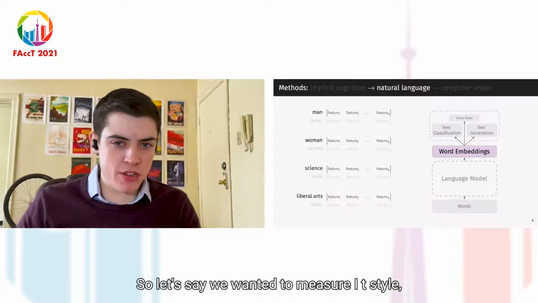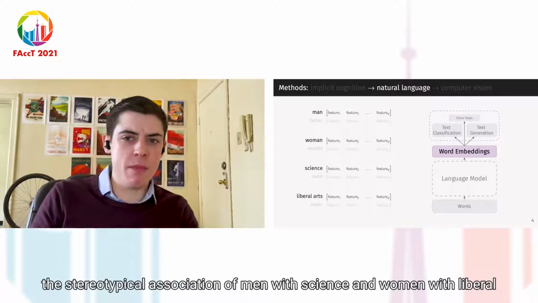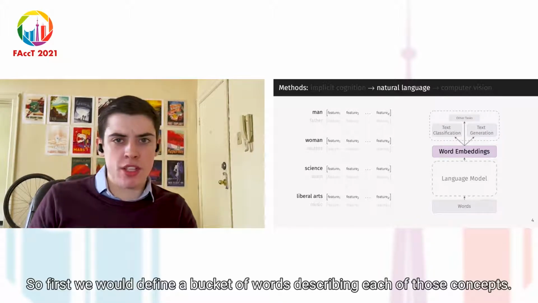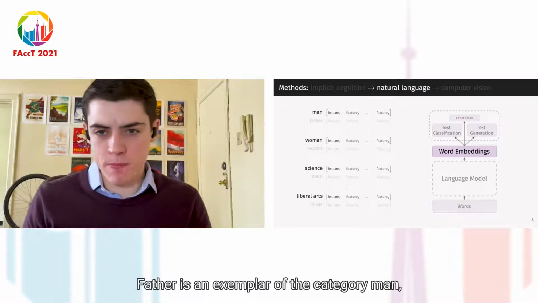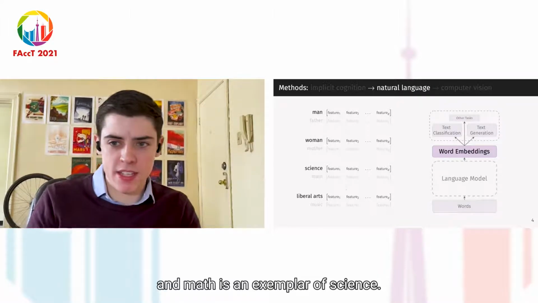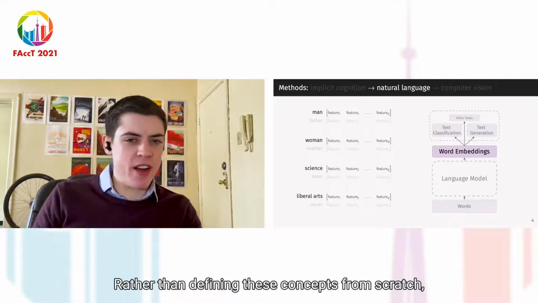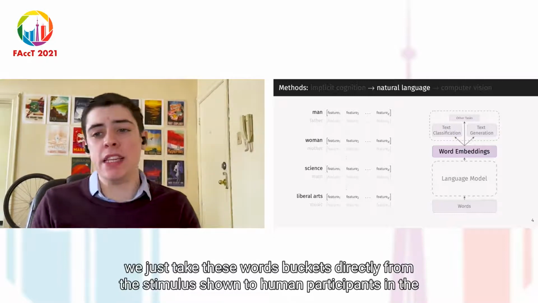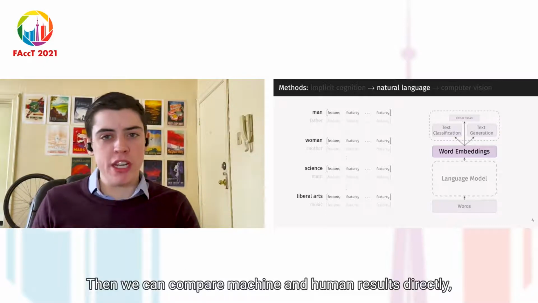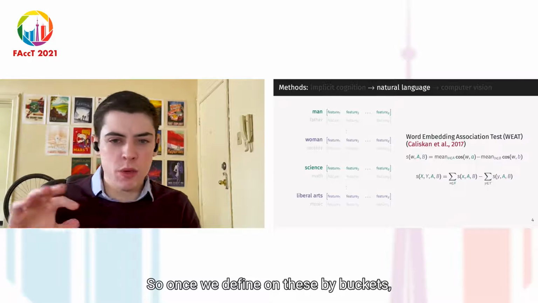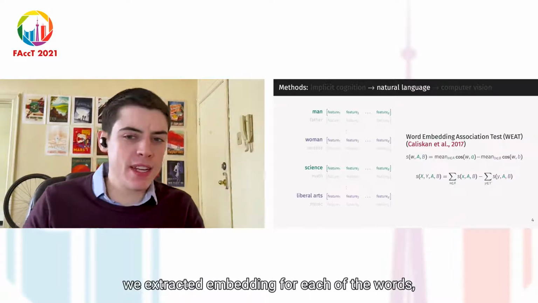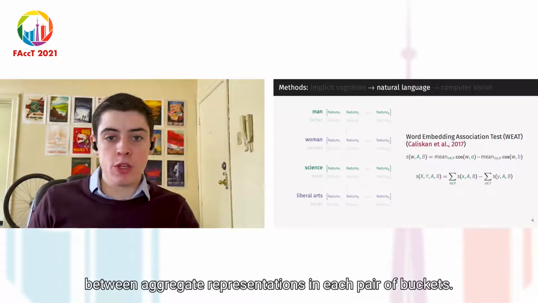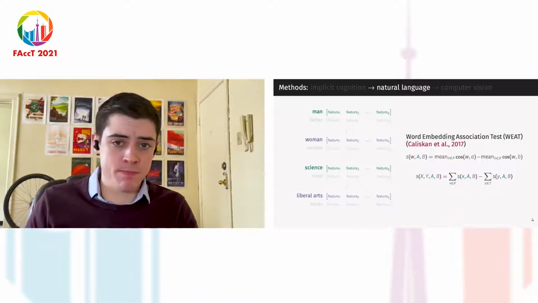So let's say we wanted to measure, IAT style, the stereotypical association of men with science and women with liberal arts. First we would define a bucket of words describing each of those concepts. For example, father is an exemplar of the category man, and math is an exemplar of science. And rather than defining these concepts from scratch, we just take these word buckets directly from the stimuli shown to human participants in the implicit association test. And then we can compare machine and human results directly. So once we define all these buckets, we extract an embedding for each of the words, and then we can use cosine similarity to test for a systematic association between the aggregate representations in each pair of buckets.